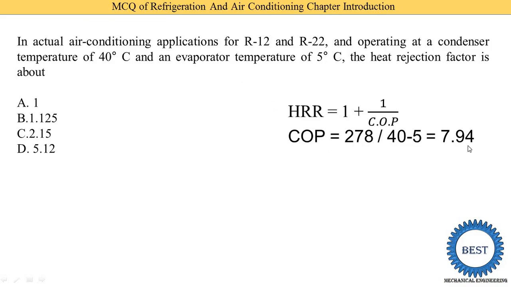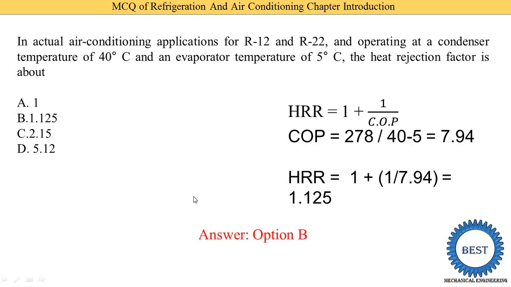So COP is equal to 7.94. Now 1 plus 1 by COP, 7.94. Then we get the answer 1.125. It means option B is the correct answer, 1.125.